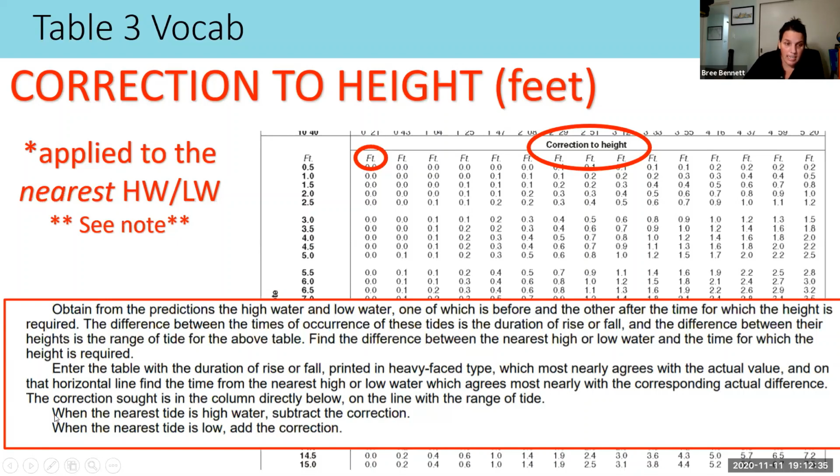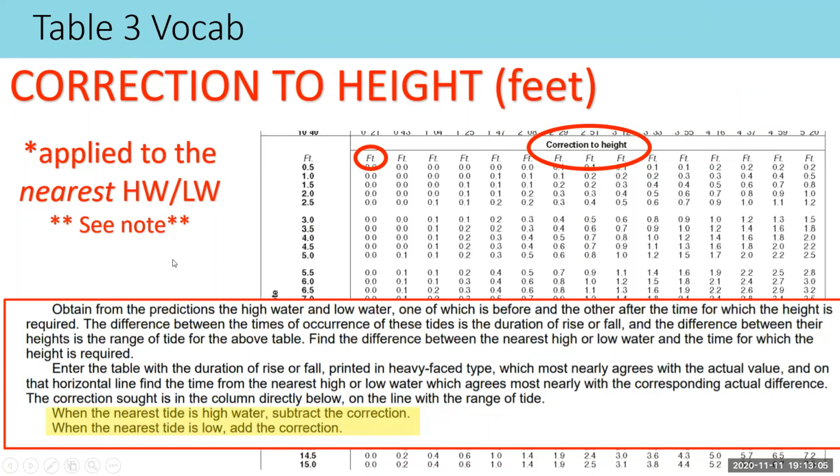I'm going to look down here at the bottom where it says when the nearest tide is high water, subtract the correction. When the nearest tide is a low water, add the correction. I like to highlight that little part if you're confused, but I will be showing you my method of doing this, and it makes a little more sense doing the calculation. So, stand by. Okay, highlighted that little section there.